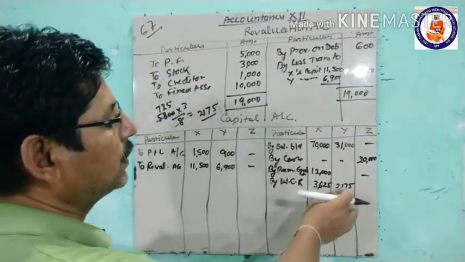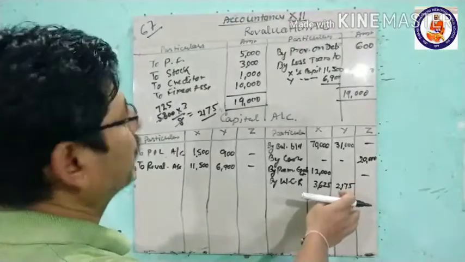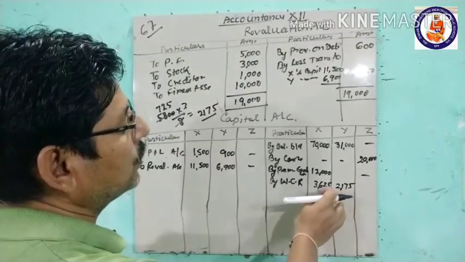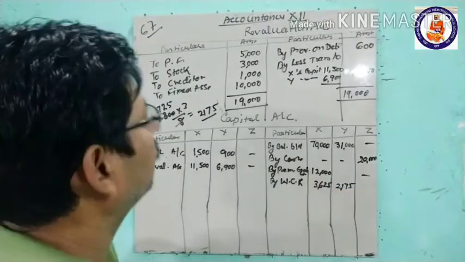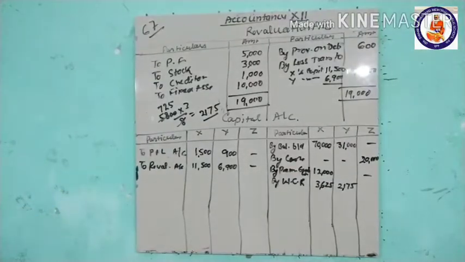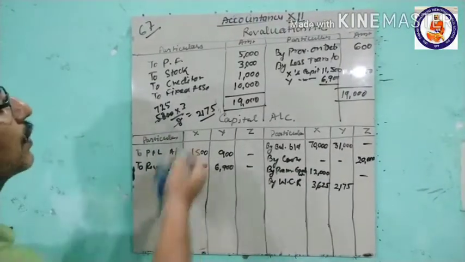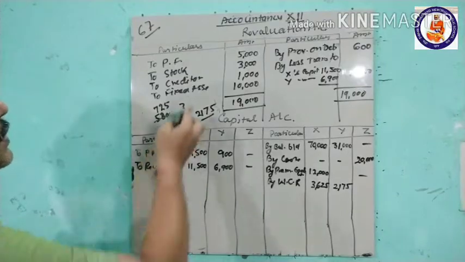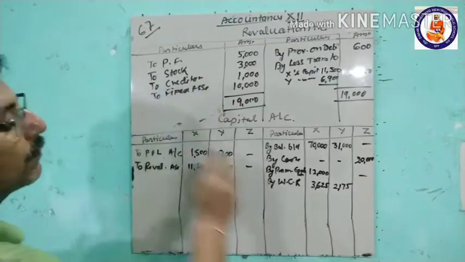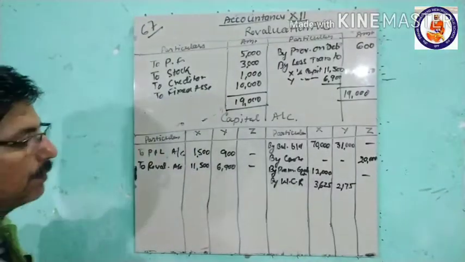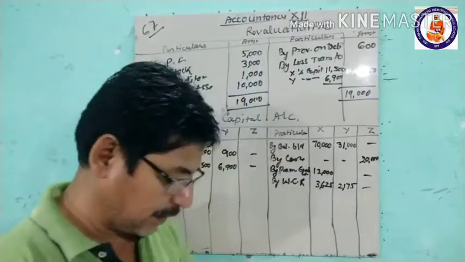So total, if we make it, this is 678,325. Okay, so this is distributed. Now we'll take the balance. Again we will check if some amount is left there.